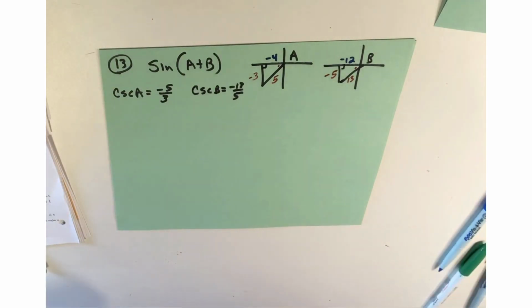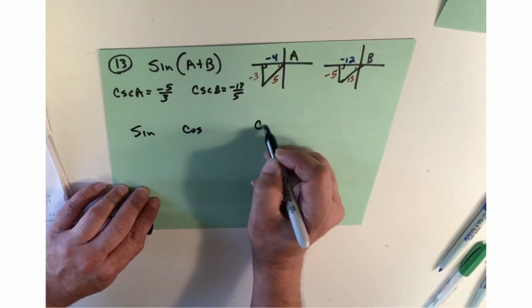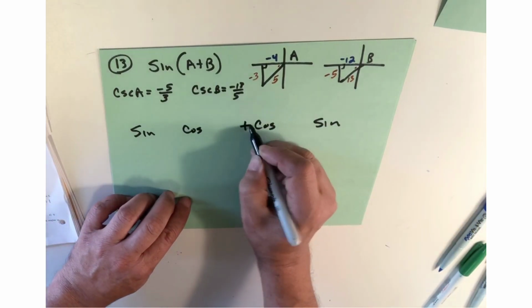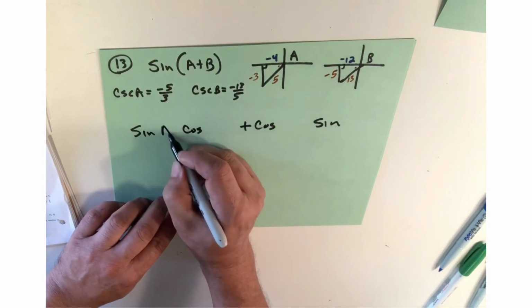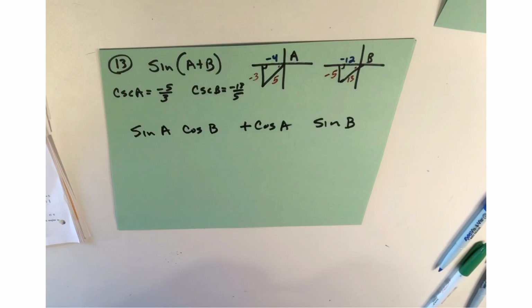All righty, so now back to our song. The song of sine is sine, cosine, cosine, sine. Of course, sine always follows the rules, and all you've got to do is put A, B in order. Okay?